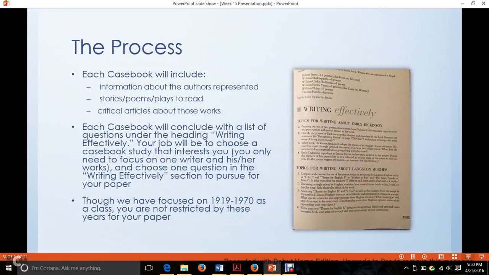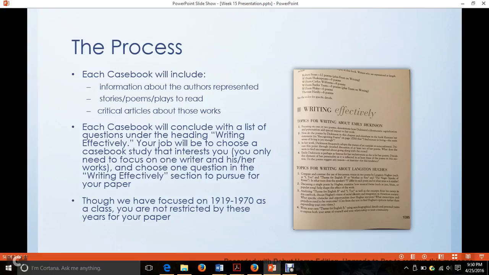So each casebook study in the textbook, they're called critical casebooks, and each chapter of casebooks includes a lot of different information. So they have a discussion of each author in terms of just biographical information. They share several stories or poems or plays to read from that particular author.